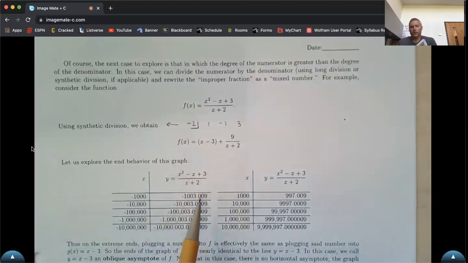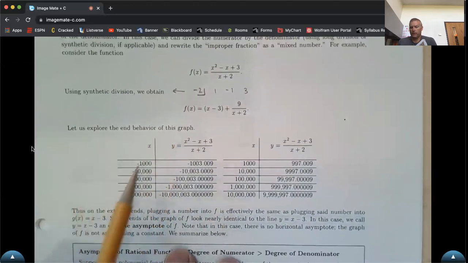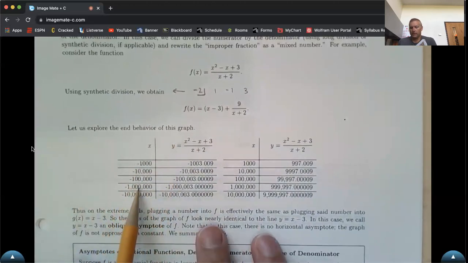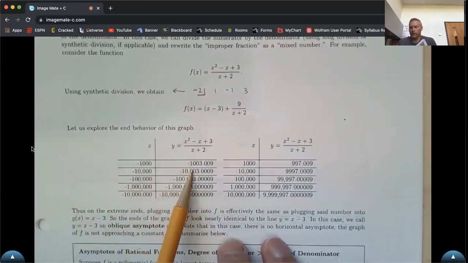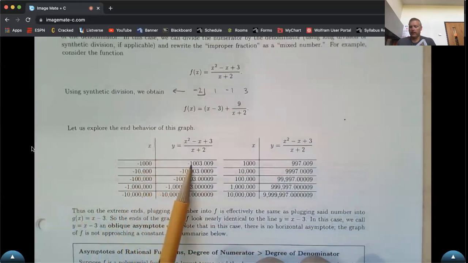So if we explore the end behavior of the graph, like what's going on the extreme ends, if I plug in large negative x's, so the extreme left side of the graph, I see that I get large negative y's. But there is an easy to understand pattern. You have negative 1,000, then negative 1,003, and some minimal change. Plug in negative 10,000, you get negative 10,003 and some minimal change. Plug in negative 100,000, you get negative 100,003 and some minimal change.